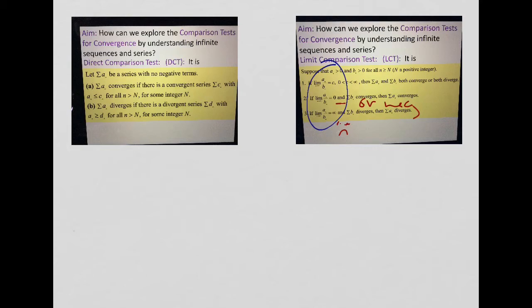So what this tells us is that if you get an answer that is finite and positive, let's say it equals 2 or 1, some sort of answer that we want, then we know that the series both converge or both diverge, and that's your limit comparison test.